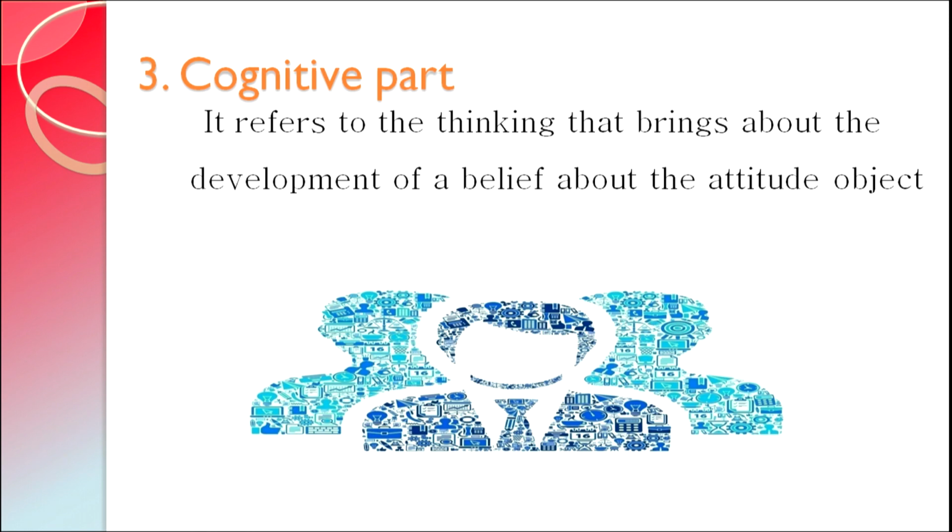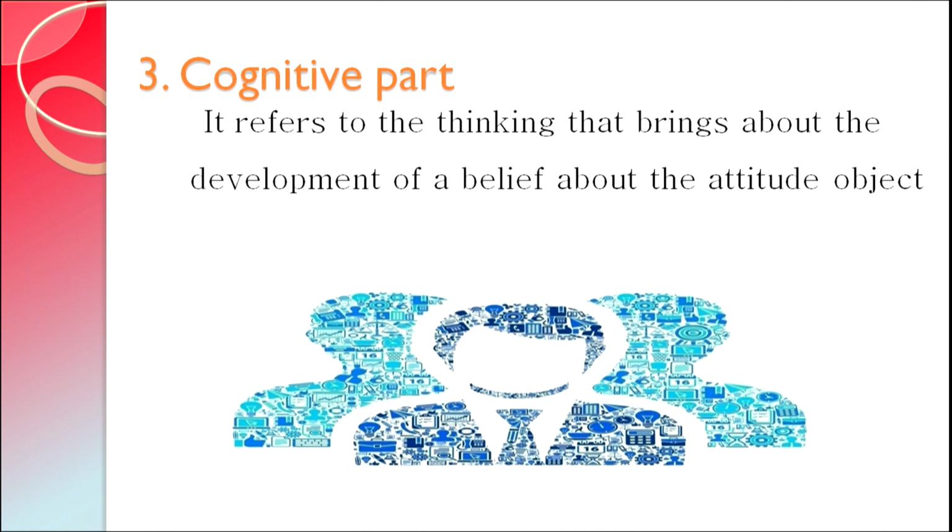Then comes the cognitive component. The cognitive component refers to the thinking part. That is, what is your thought process about a particular thing in the environment. That is, the thinking that brings about the development of belief about the attitude object. These three components, which are thinking, feeling and behaving, come together and we form an attitude towards a person or an object.